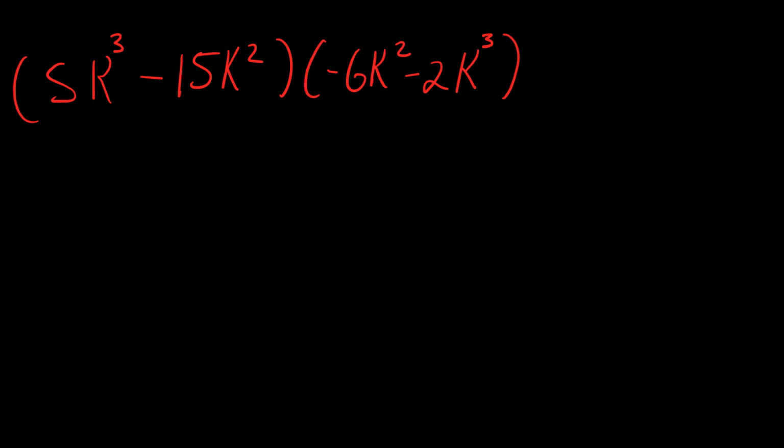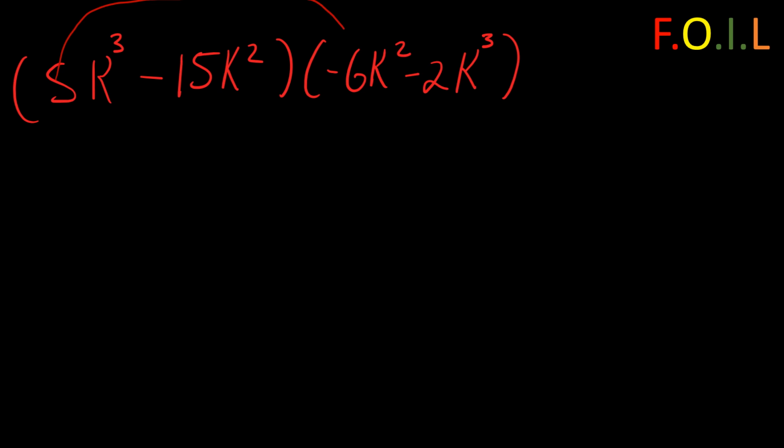Awesome. So now we have 5k cubed minus 15k squared, right, times negative 6k squared minus 2k cubed. And the technique we're going to use today is FOIL. Awesome. So let's multiply our first.